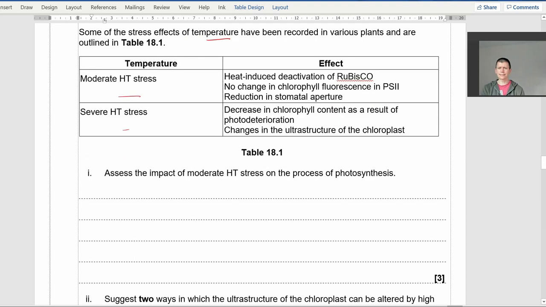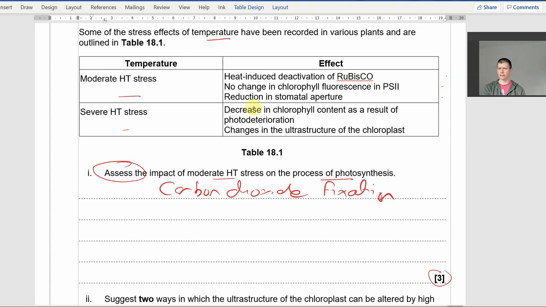As the question says, assess. Now that's a new kind of starter word. It's kind of like discuss or give a few reasons: the impact of moderate HT stress on the process of photosynthesis. It's 3 marks, so fairly logically, it's going to be 1 for each of these 3. So rubisco, heat deactivation, or no rubisco, no carbon dioxide fixation.